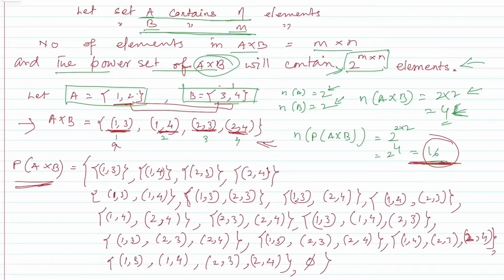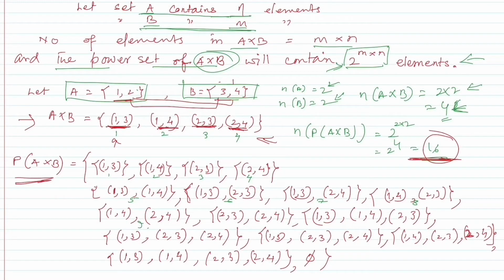So let us count, does it contain 16 or not. So this is 1, 2, 3, 4, then here it is 5, this is 6, 7, 8, 9, 10, 11, so here 12, and this is 13, this is 14, and this is 15, and including phi there is 16. So here you see it is confirmed that it contains 16 elements. So hope you have understood up to this point.